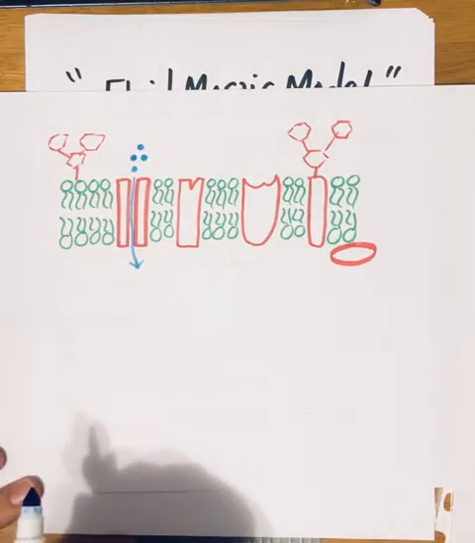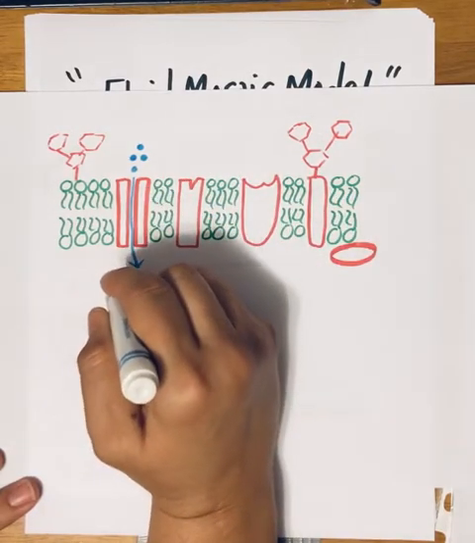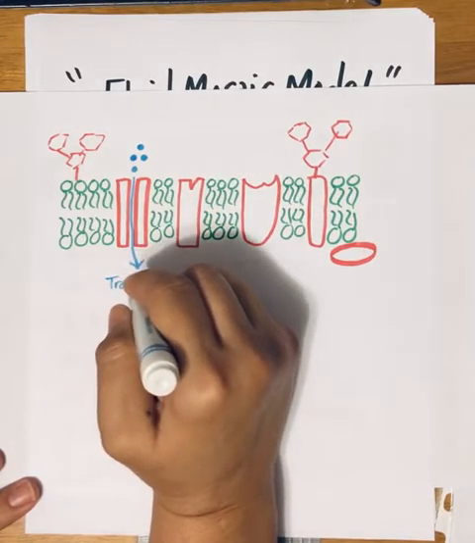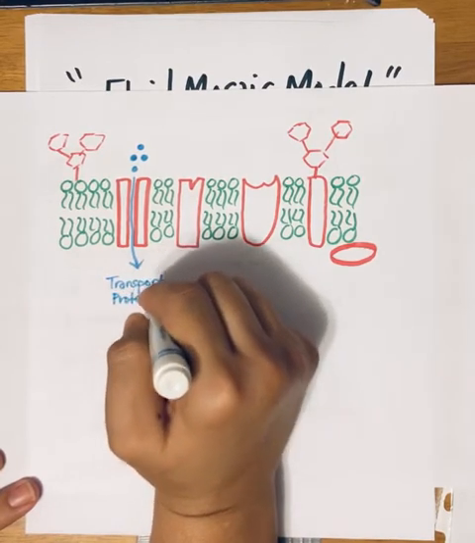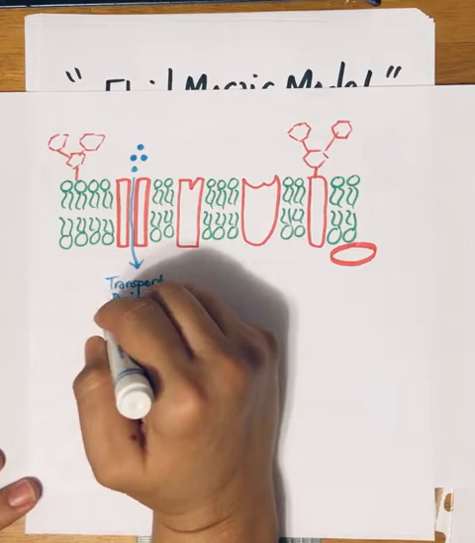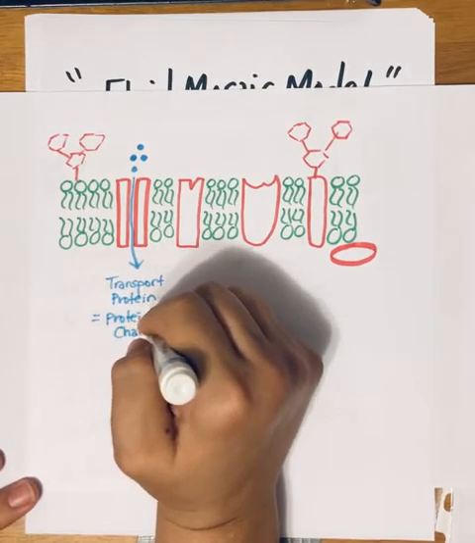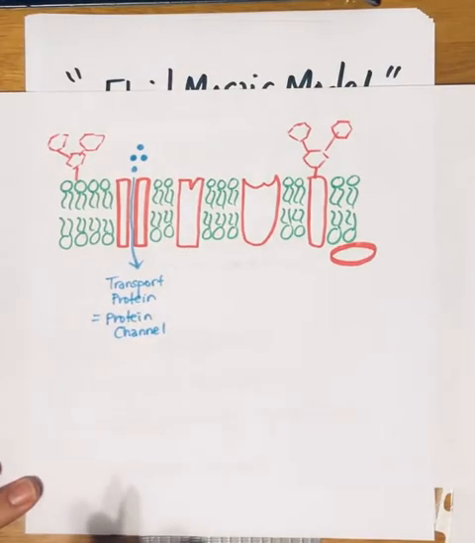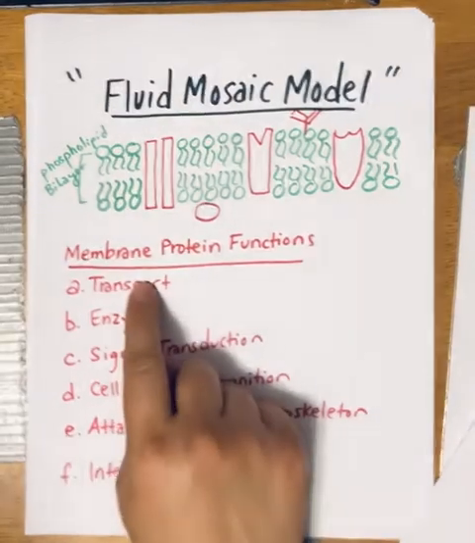This is providing a channel. So this protein is a transport protein. It forms what we call a protein channel to allow for substances to come into or exit the cell. So that's our very first function. Transport.